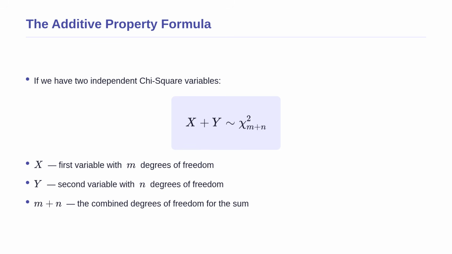The key requirement here is absolute independence between x and y. If they are independent, the new combined distribution simply takes the sum of the original degrees of freedom. If either variable increases its degrees of freedom, the combined distribution shifts to reflect that larger sum.